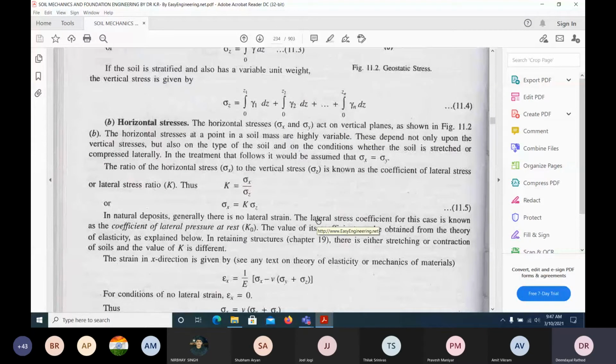Now I will ask you one question. Where will you find that sigma x reduces? Where can we find sigma x reduces? Imagine some embankment, or you can say a wall. One wall is there, and behind the wall soil is there. Imagine one retaining wall, and behind that we have soil. Now the soil is at rest.